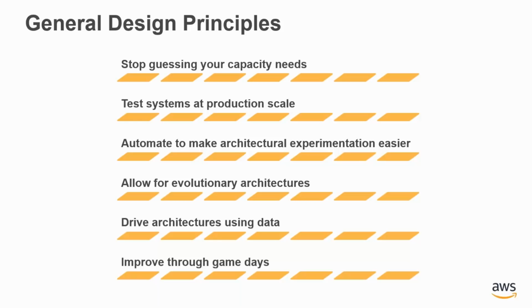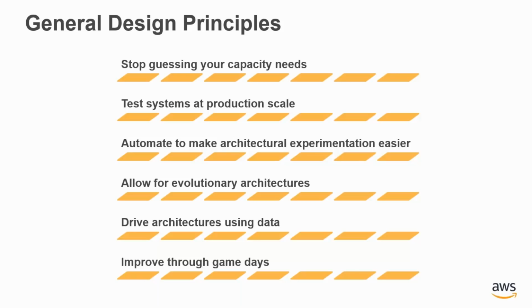The third thing is to automate to make architectural experimentation easier. You'll hear AWS employees constantly preach automation, automation, automation. But one of the benefits of automation is that you can actually build up this automation library that you can then share among your companies so that you can just start with someone else's automation and progress from there. It makes the experimentation much easier.